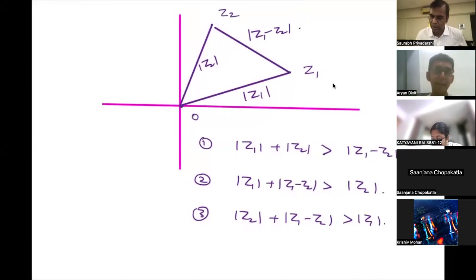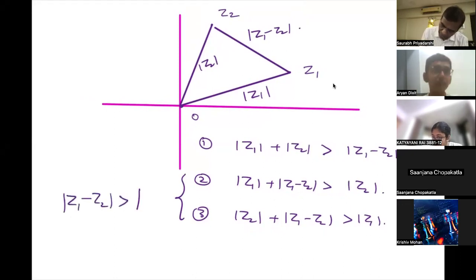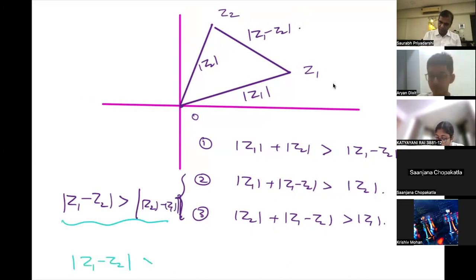First, the sum of two sides is always greater than the third side. From these two, I can say mod of Z1 minus Z2 is greater than mod Z2 minus mod Z1. Note it down. This I have written for these two. This is mod of Z1 minus Z2 greater than mod Z2 minus mod Z1. Sum of two sides is always greater than the third side.